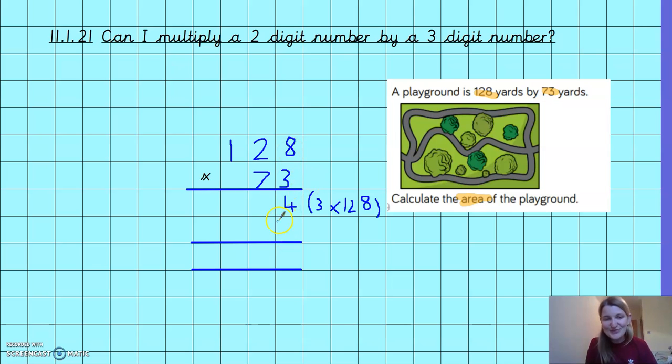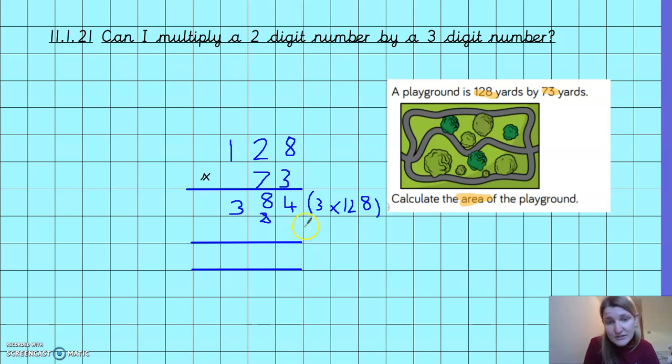8 times 3 is 24. Put my 4 there. Carry my 2. 3 times 2 is 6. Plus the 2 is going to be 8. And then 3 times 1 is 3. So that's 384.